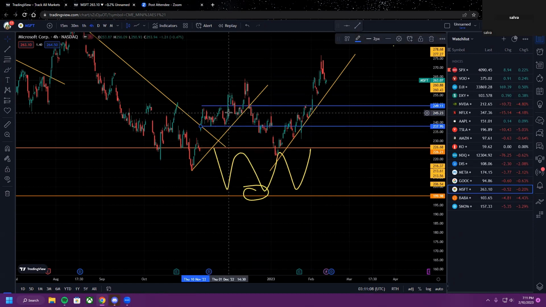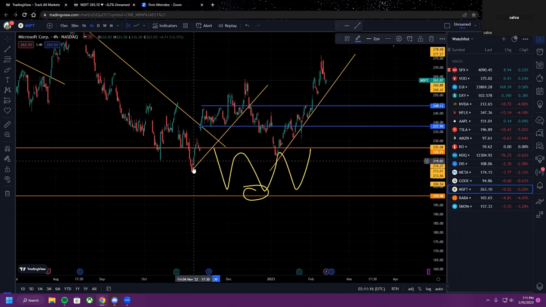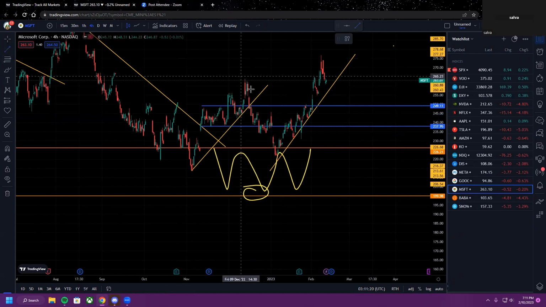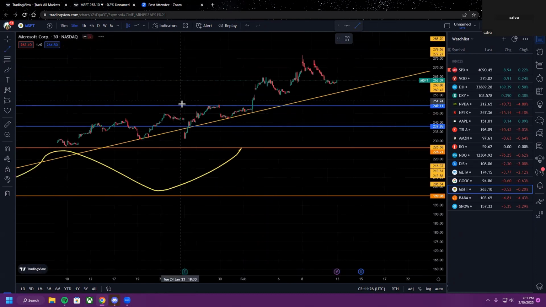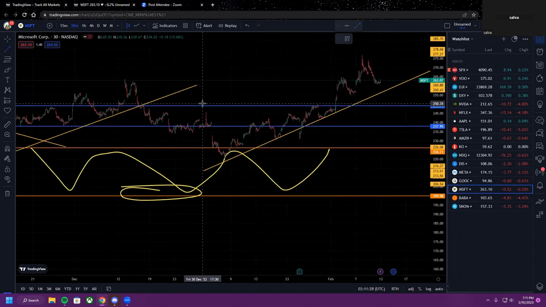Non-tradable. This is nothing but fake outs. I don't know what is going on right here, right? So we had an uptrend. We broke the uptrend. Now, since there is nothing to see on a bigger time frame, let me zoom in, and this is what we're gonna do for the next session.